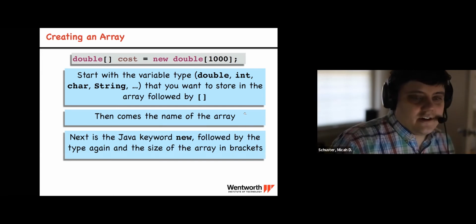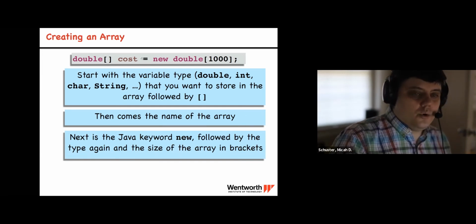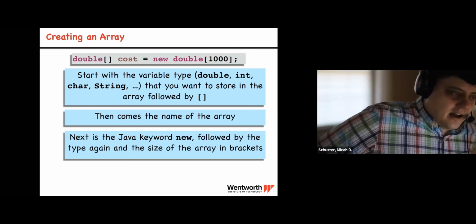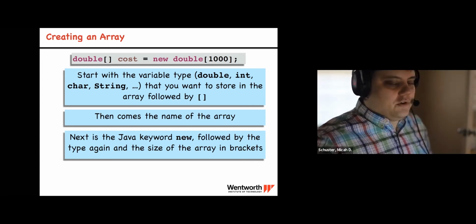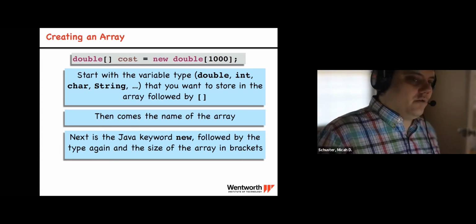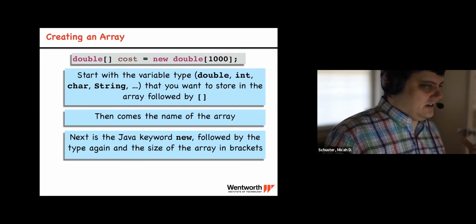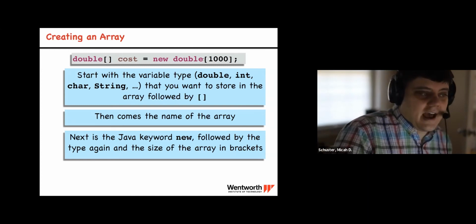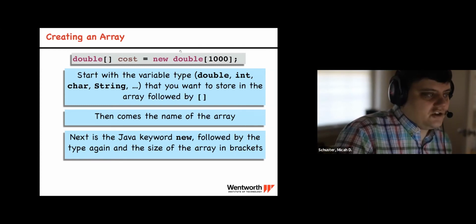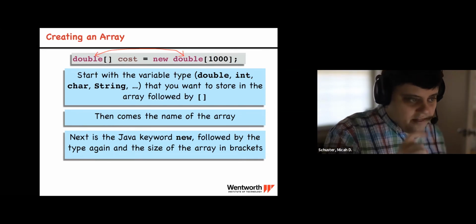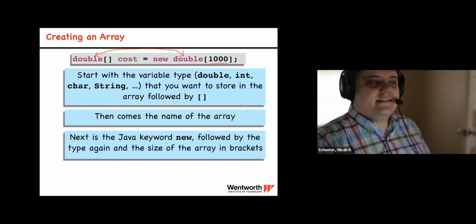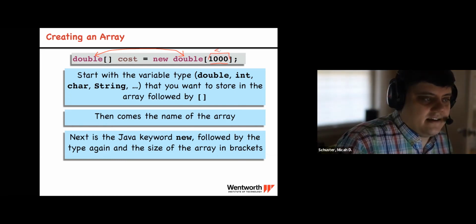The next thing after your equals, for your initialization, is the new keyword. New does some specific things that we'll get to in the future, but for now, just think of it as creating a new array. You're saying there's this double array called cost, and we need to create a new array. We put the type again. These two types have to be exactly the same. Then you put the brackets again, but this time we put the number in it, and that's the size of the array. So right here is the size.